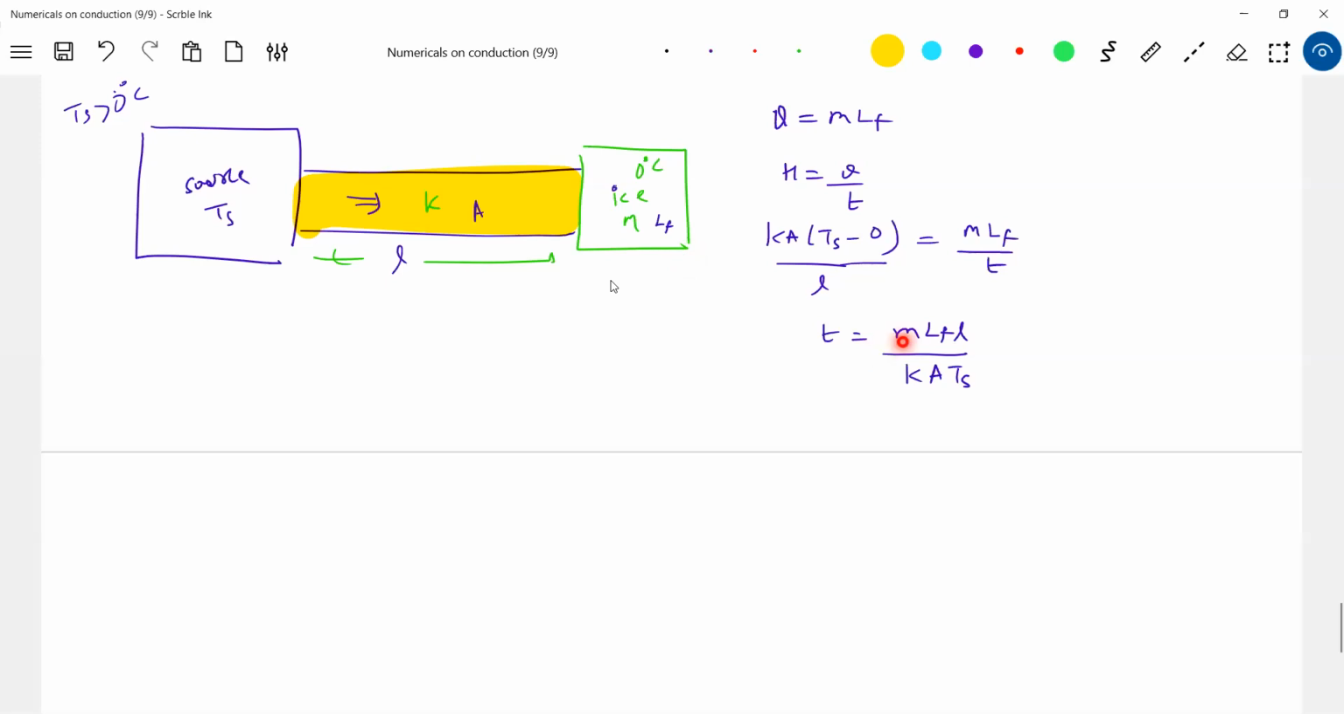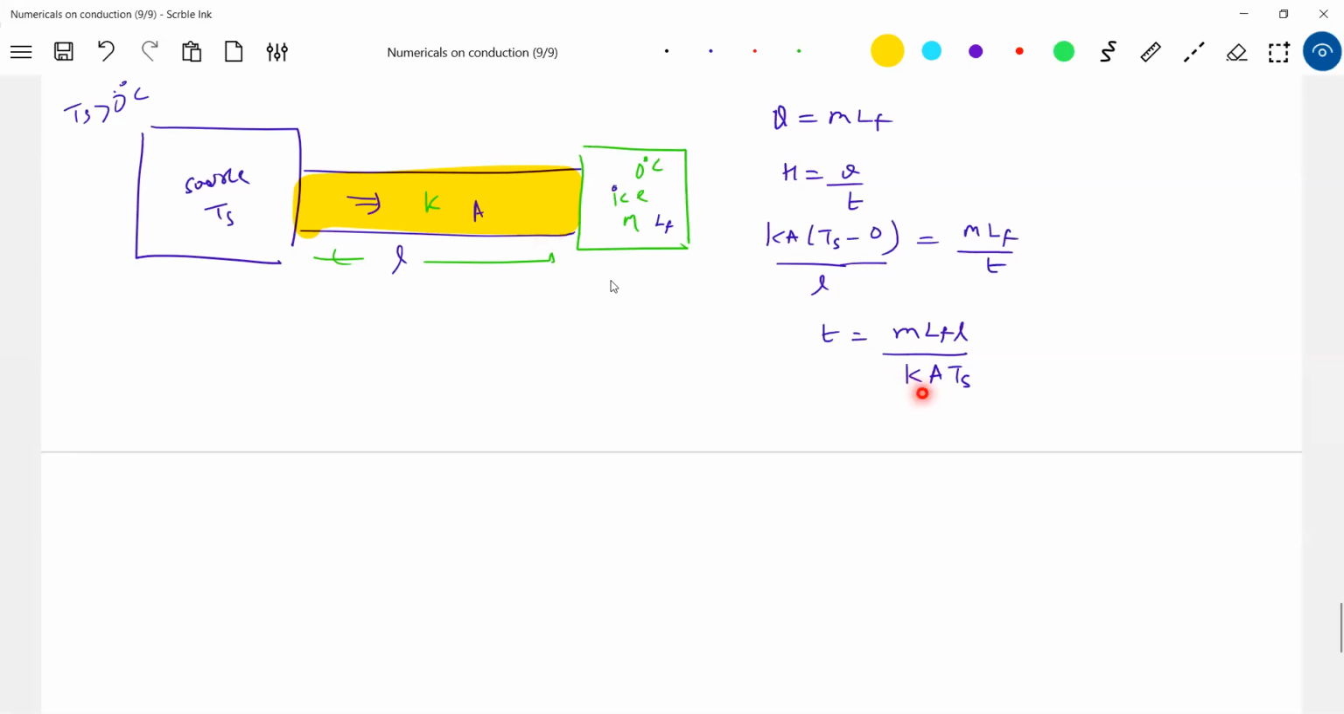If the amount of ice is more, definitely it will take more time. If the length of the rod increases, then the ice will take more time to melt. Getting this one? Let me take the iron rod.